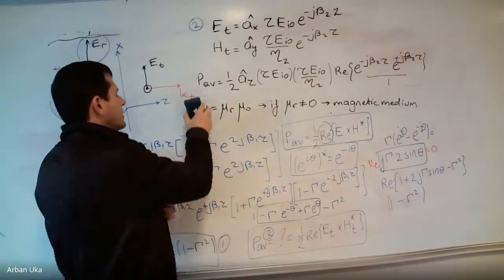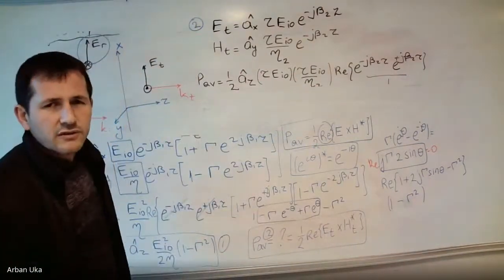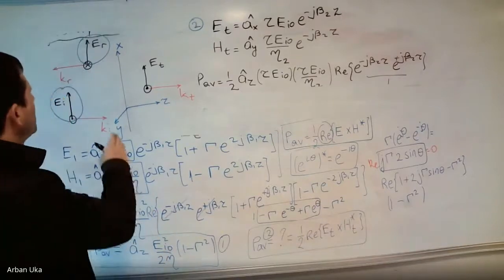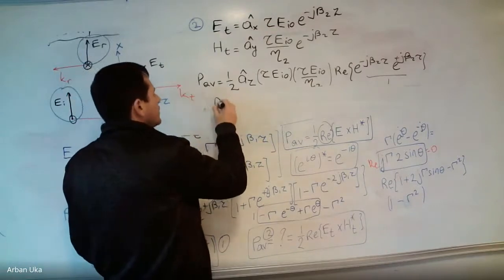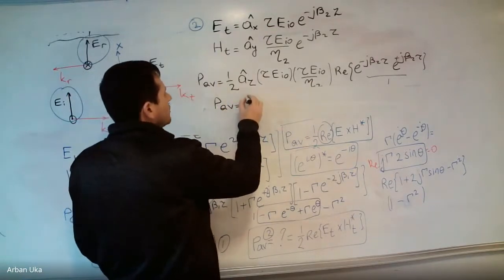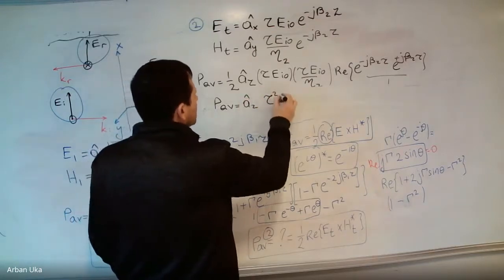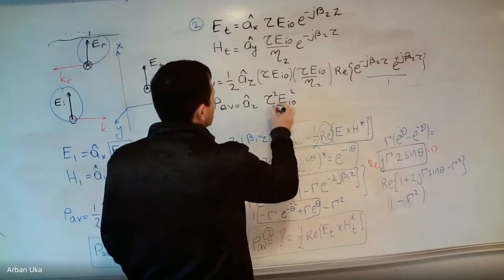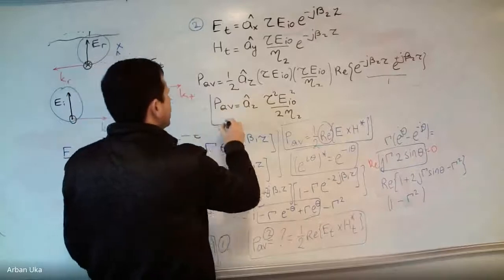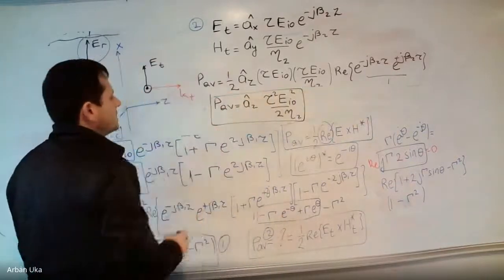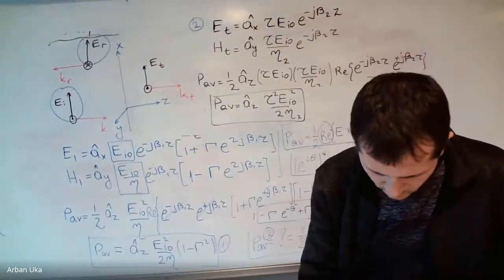So the time average power density in medium 2, for an interface from one medium to a lossless dielectric which is not conductive, we get the following. This power average is going to be equal to AZ times tau squared EI0 squared over 2 eta 2. This is it, okay? So this is how much power is flowing in medium 2.